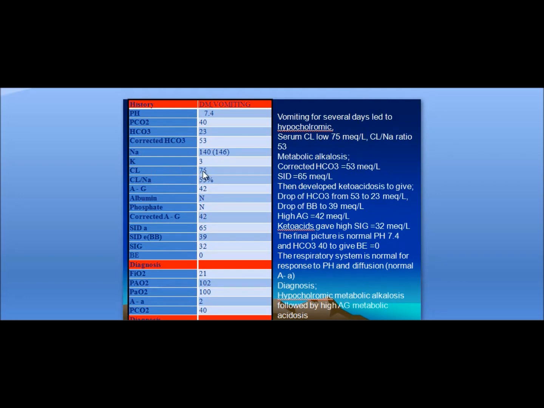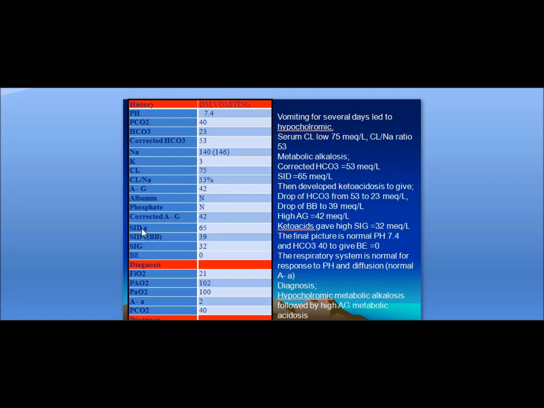the Aglan table. The first thing to study is the pH. pH here is normal, carbon dioxide is normal, and bicarbonate is normal. Then what happened? Come to the second item, which is chloride items. Number 1, serum chloride is 75, low. Serum chloride to sodium is 53%, low. Normal is 74. This means that there is a loss of chloride due to vomiting, hypochloremia.